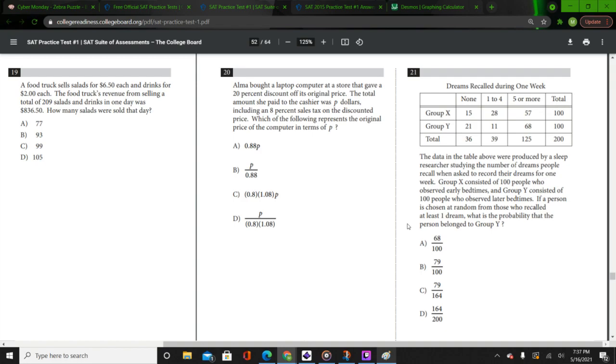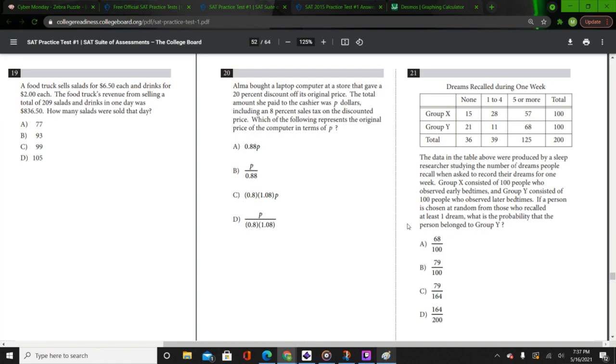The data in the table above were produced by a sleep researcher studying the number of dreams people recall when asked to record their dreams for 1 week. Group X consisted of 100 people who observed early bedtimes, and Group Y consists of 100 people who observed late bedtimes. If a person is chosen at random from those who recalled at least one dream, what is the probability? So at least one dream is like this row down here or this row down here. I know it's highlighting over there, but yeah. So no nones. A person is chosen at random from the people who recalled at least one dream. What is the probability that the person belonged to Group Y?